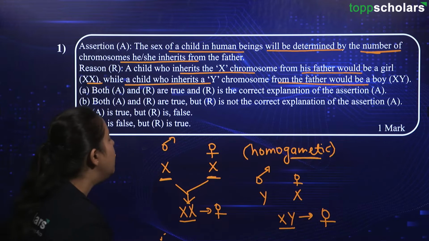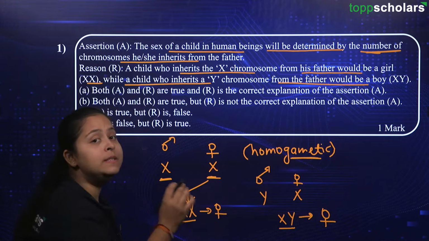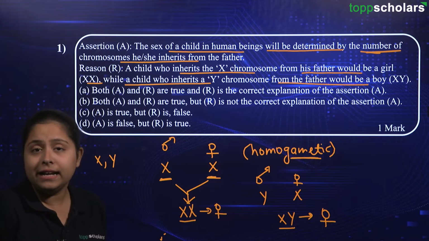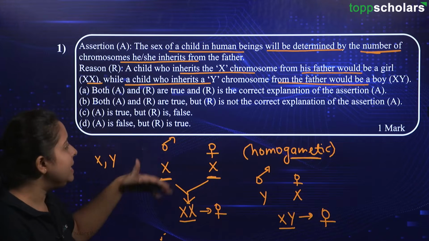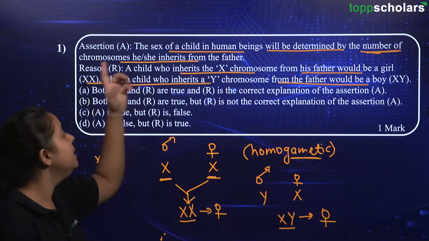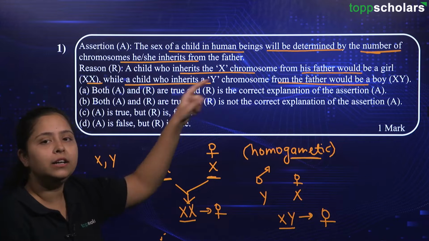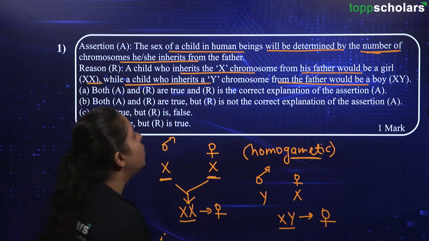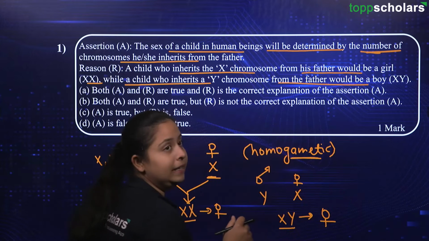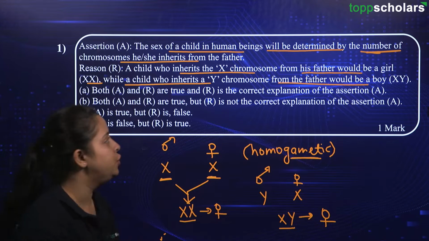Why so? Because the number of chromosomes is not determining the sex in human beings. So how is sex actually determined in human beings? It is by the type of chromosome that is inherited from the father to the child, as we have just seen over here. So our assertion statement is incorrect, but our reason statement is true.